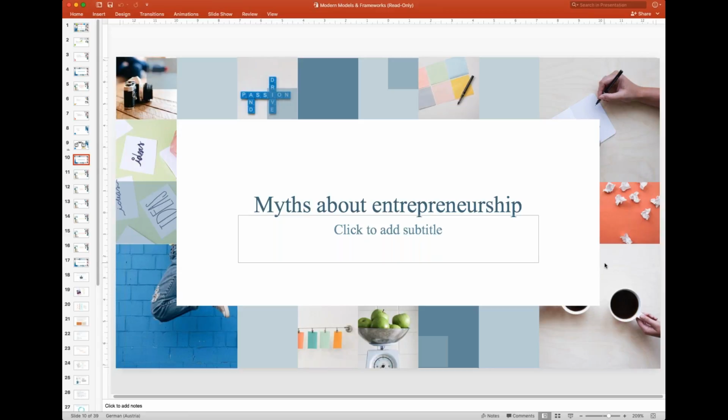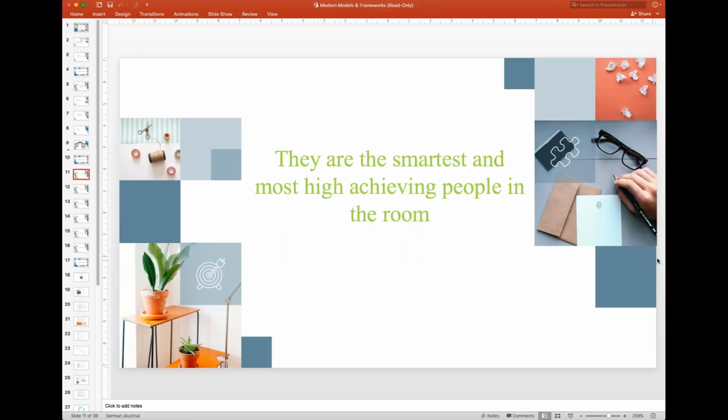Okay, so some common myths about innovation, and I'll do this briefly. They are the smartest and most high-achieving people in the room. I can't tell you how much time I'm spending around founders and successful entrepreneurs, and most of them are almost always not the smartest people in the room. One unique thing about them is that they make sure to surround themselves with smarter people than they are.